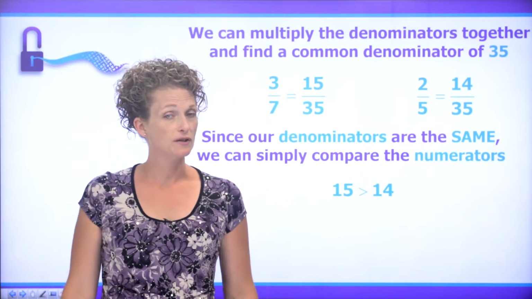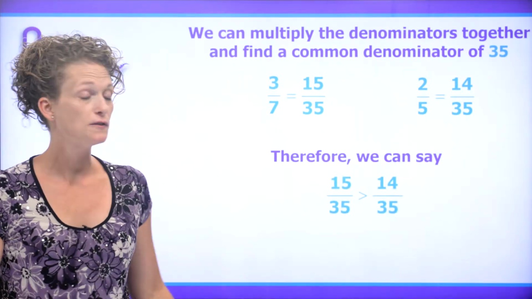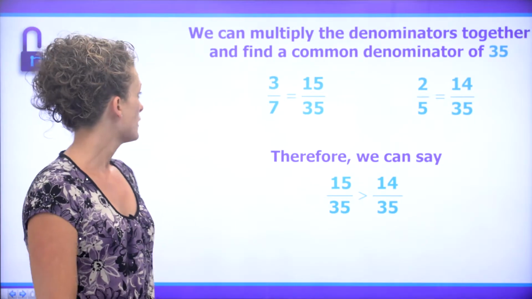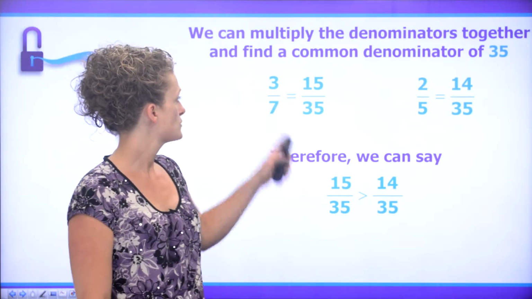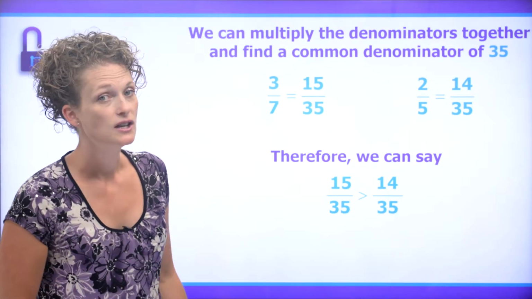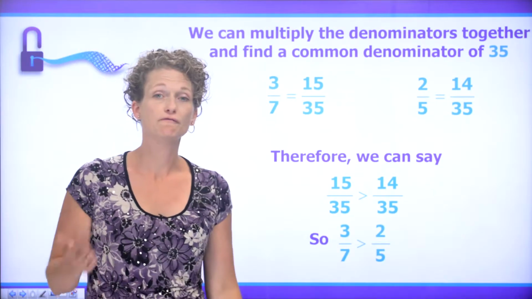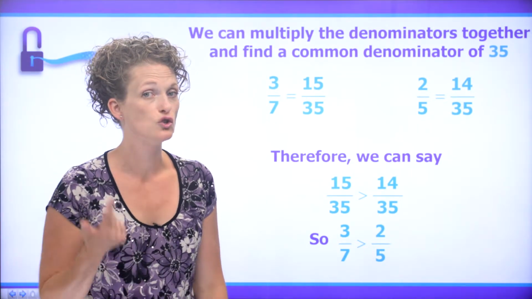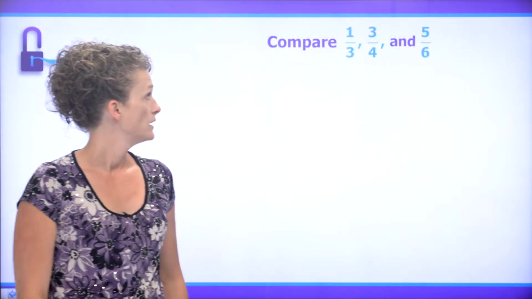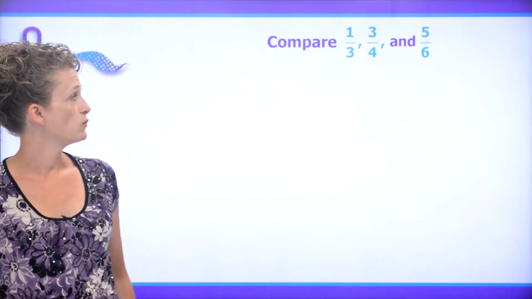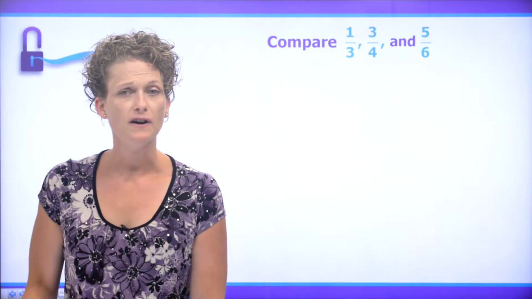15 is greater than 14, so we can say that 15 over 35 is greater than 14 over 35. Now, 15 over 35 is equal to 3/7, and 14 over 35 is equal to 2/5. So I can now use my original fractions and say 3/7 is greater than 2/5. Well, how about if I have 3 fractions? So here I have 1/3, 3/4, and 5/6.